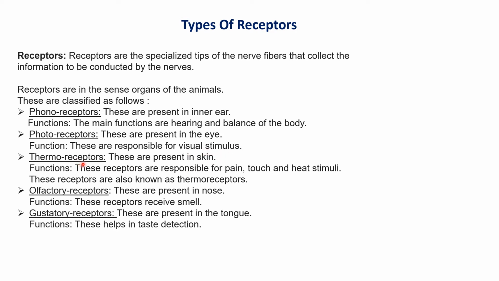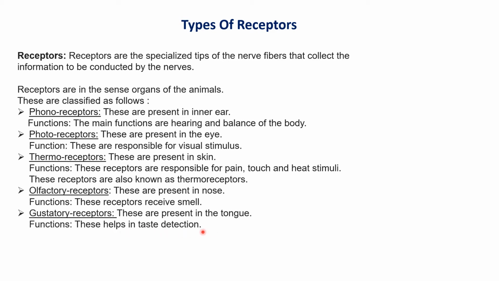Thermoreceptors, as the word suggests, are present in the skin. Your skin can feel the touch, the pain, the heat, right? So all these stimuli are received by the thermoreceptors on your skin. Olfactory receptors are present in the nose. These receptors receive smell, bad smell or good smell, right? So that is received by olfactory receptors. Gustatory receptors are present on the tongue. Their function is that they help in taste detection, right?